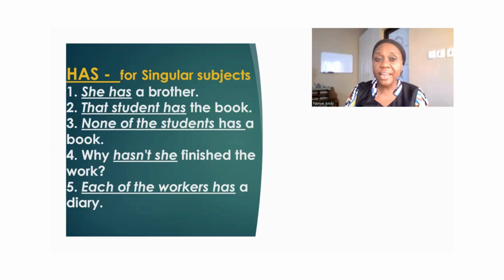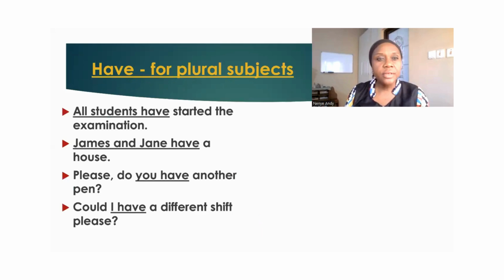So we've learned that has is used for singular when you're talking about one thing or one person. Have, on the other hand, is used for plural subjects. And please, in this section, I would like you to pay close attention because I expect you to have a question at the end of this section. So let's look at examples. Take note of the underlined parts.